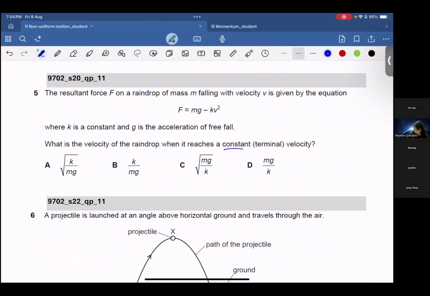Which one is the correct answer when we achieve constant velocity? Actually, it's mathematics. Rearrange the formula. Find the V.